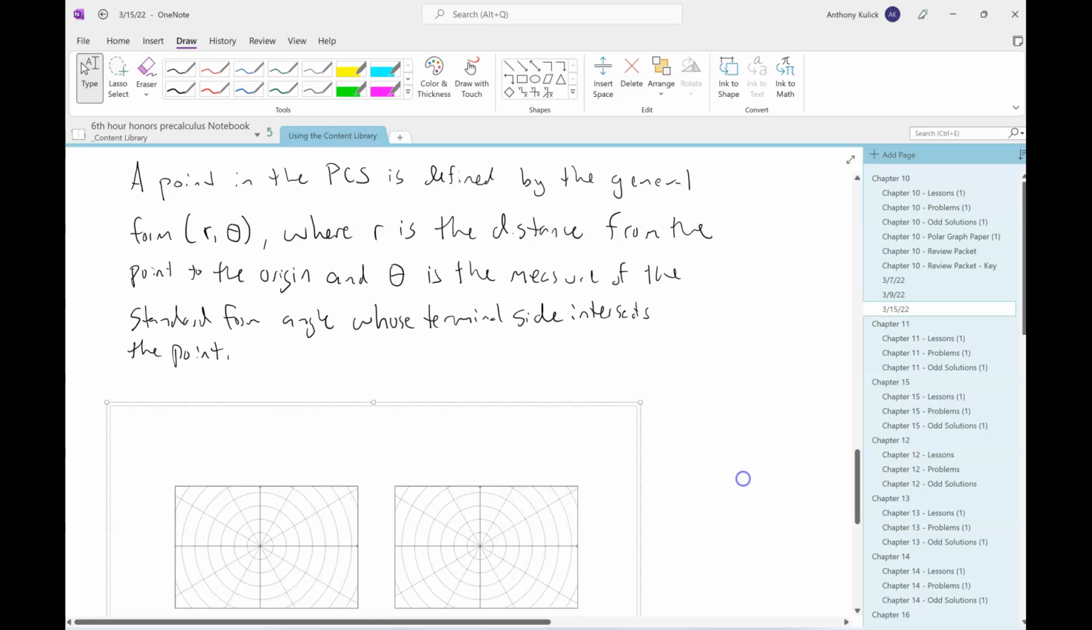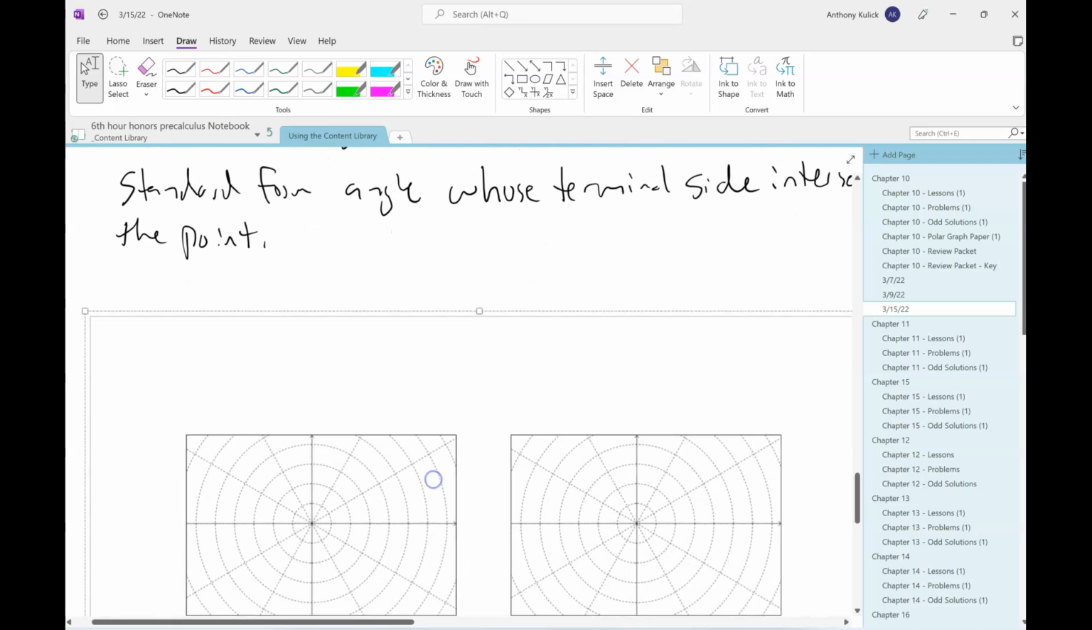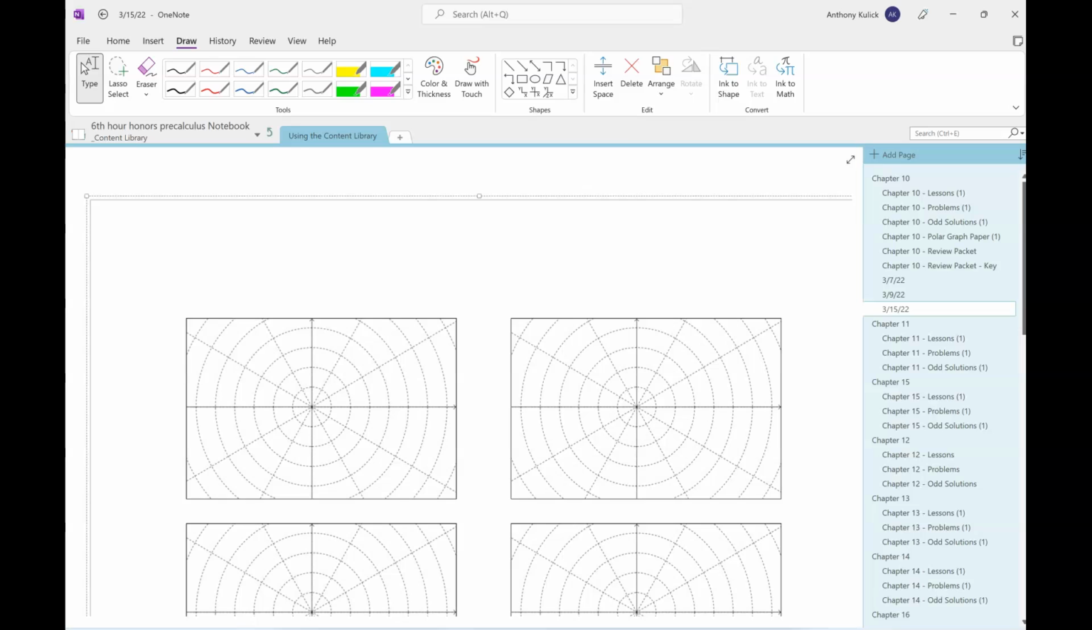Now, you might have noticed inside the content library, I have a file called Polar Graph Paper. I've included that here. I'm dropping it in to our notes right now because I'm going to do all of these examples and talk about the polar coordinate system using this Polar Graph Paper. It's there for you guys to use if you need it in your homework, as many times as you need. You'll probably need more than one sheet of it.